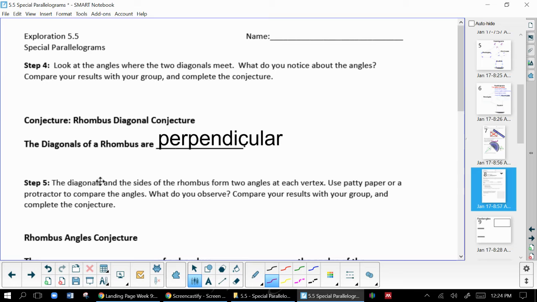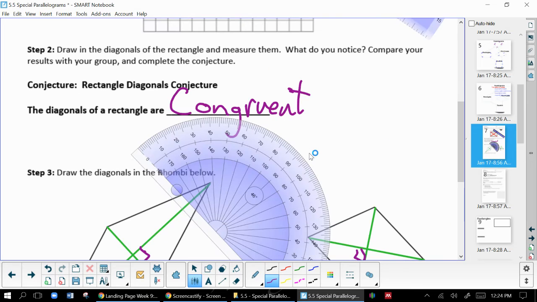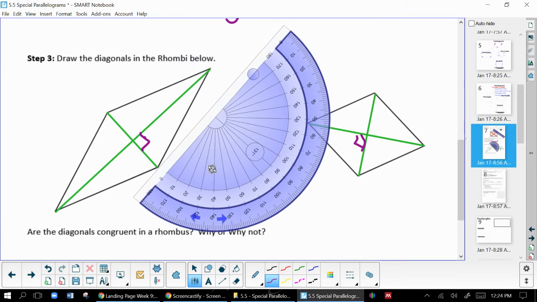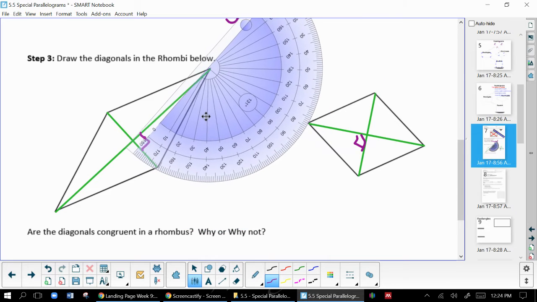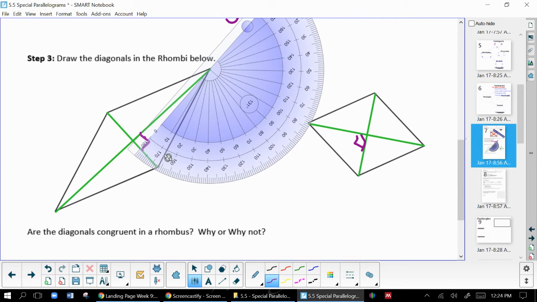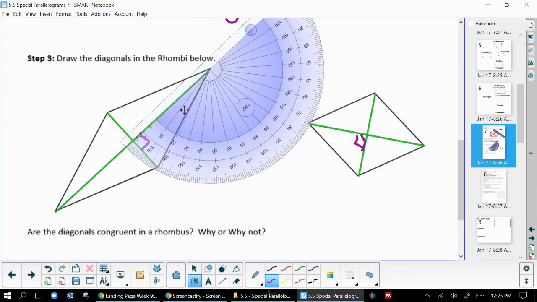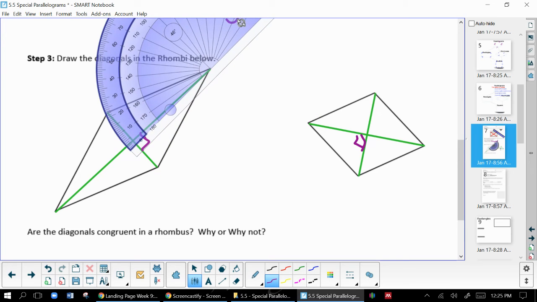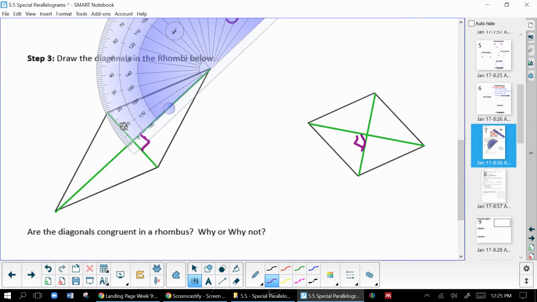The last thing I want you to do, the diagonals of the rhombus form two angles at each vertex, and I want you to compare those two angles. So again, I'm not going to use patty paper because I don't have it available on this, but I am going to measure these angles. I'm going to put it right there at the vertex, line up 0, and you'll see just under 20, maybe like 19 degrees. Now, I'll flip it around so we can measure the other angle, and you'll see just under 20. Again, probably about 19 degrees.